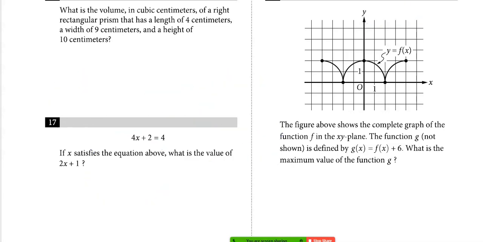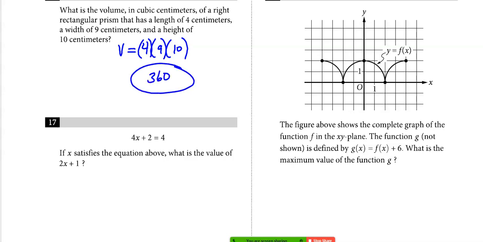So let's get after it. The volume of a prism is length times width times height, which is 360. Also be aware that every single problem on the free response, there are no negative answers. There's no negative to bubble in, so be careful on those.